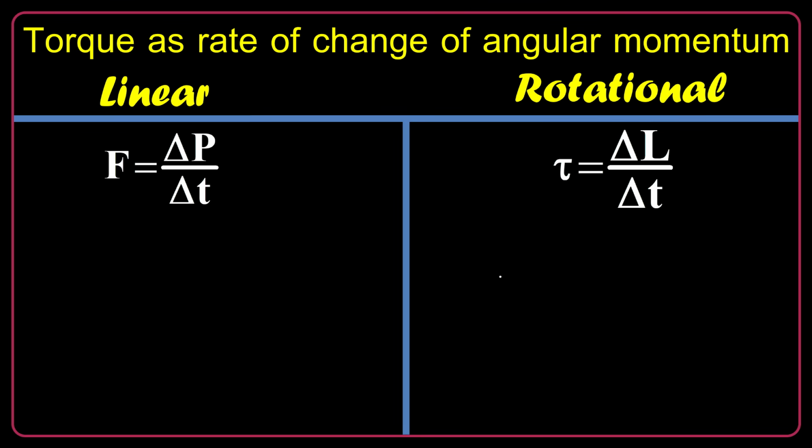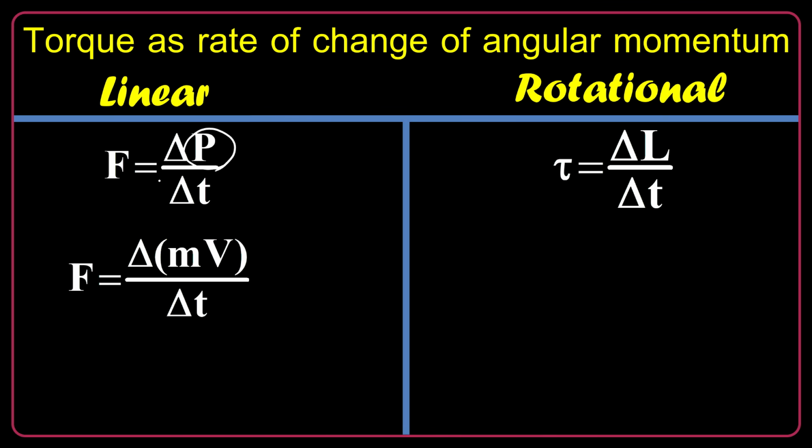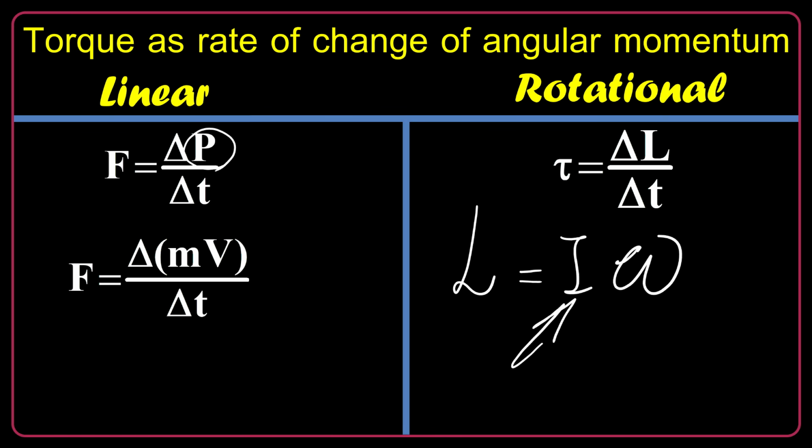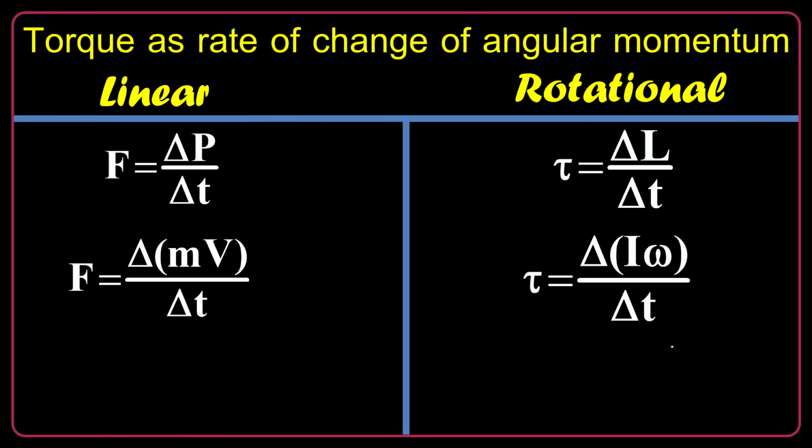So let's have more detail. Momentum can be broken into its components, mass times velocity, okay? And also L, the angular momentum, is broken into I and omega. I is the brother of mass, moment of inertia, and omega is the brother of velocity, the angular velocity. So let's write it: tau equals delta I omega over delta t.